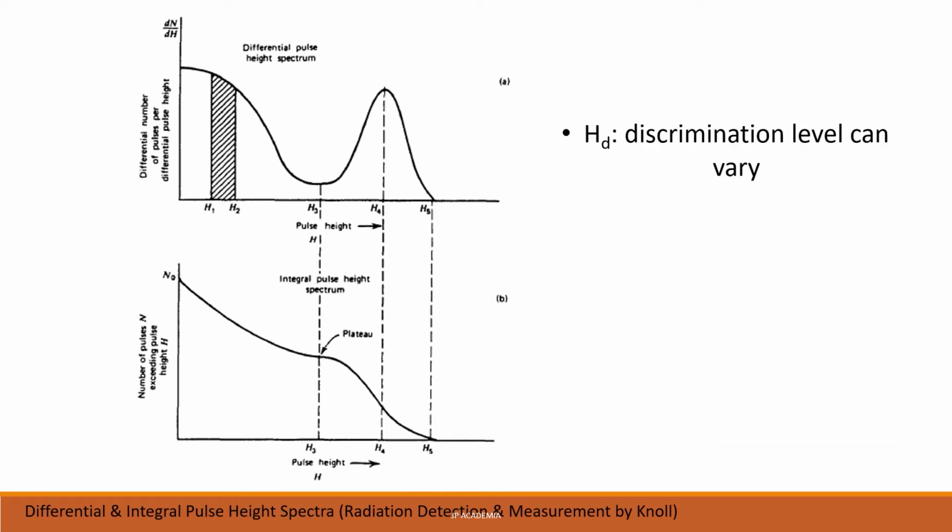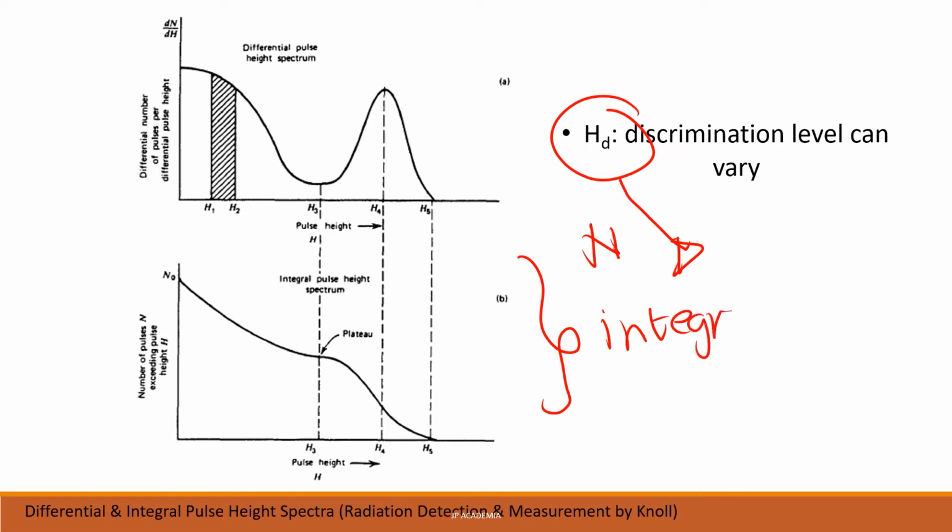A series of measurements can be done in which the number of pulses n per unit time is measured as we vary HD, which is the discrimination level. In order to get counted, you should exceed this value of your threshold, your HD. This will result in the integral pulse height distribution as shown here. So if we vary HD, let's say we start with a certain H naught, H1, H2, up to H5, we will be able to produce this type of distribution.